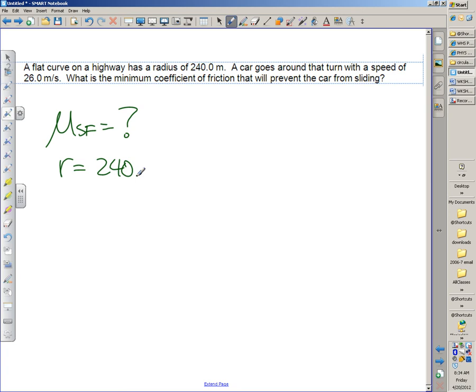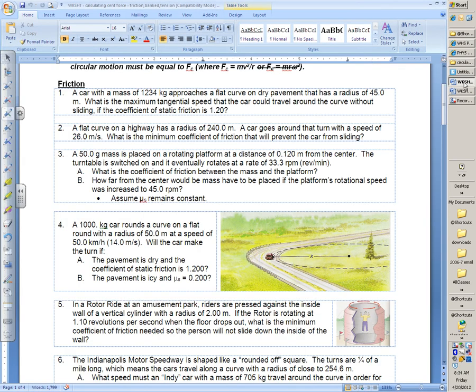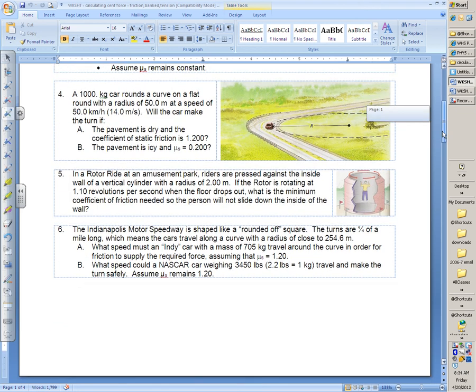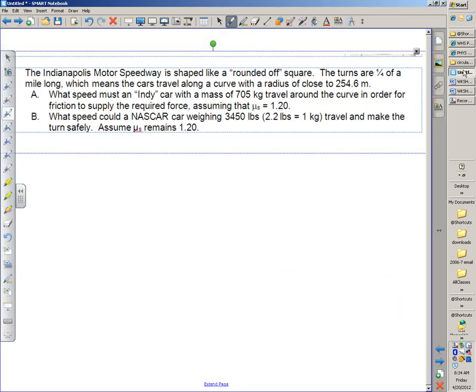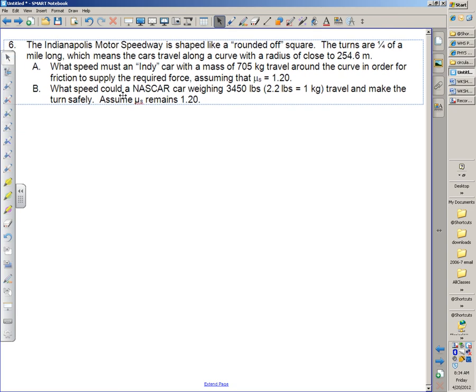There's a reason why I didn't do this problem. It's just a little harder. So instead of number 2, let's do number 6, okay? Number 6 is a problem very, very similar to problem number 1.